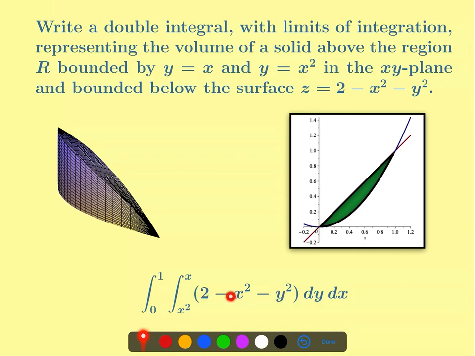So one thing maybe to check if this is really a volume is that this needs to be greater than or equal to 0 inside this region. So the largest x and y can be are when x and y are both 1 here, and 2 minus x squared minus y squared is going to be greater than or equal to 0 there. It's going to equal 0 at 1, 1. So that's the smallest this gets, so it is in fact above the xy plane. So we are getting a volume, and that volume will be this double integral.